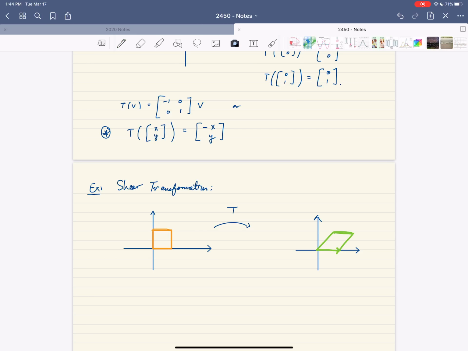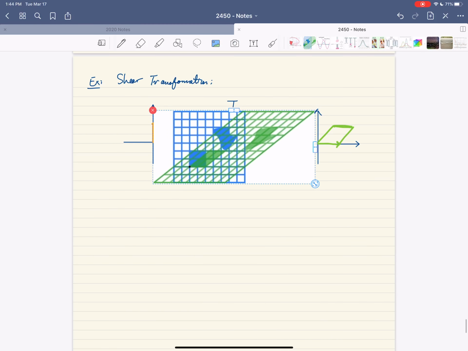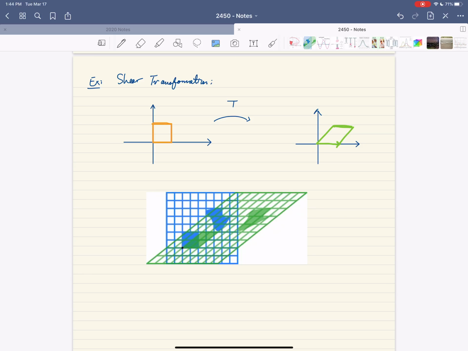So here is a better picture of a shear transformation, and shear transformations turn out to have the formula T of V is AV, where A has the first column (1, 0), so again it keeps the unit vector the same, and then the second column (m, 1). Okay, so that's the general shape of a shear transformation. Again, frequently used in graphics, computer graphics.